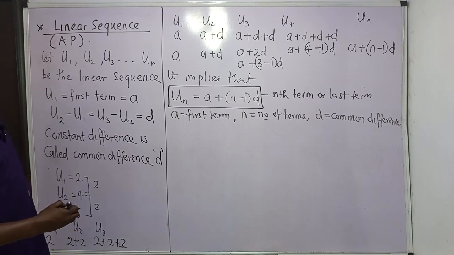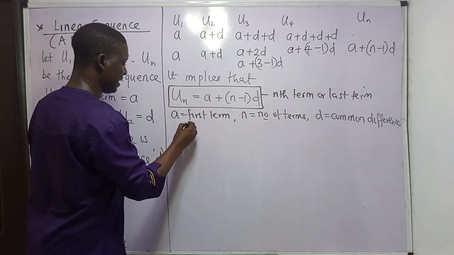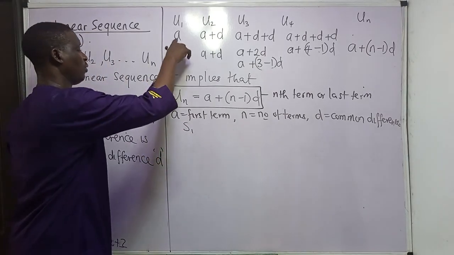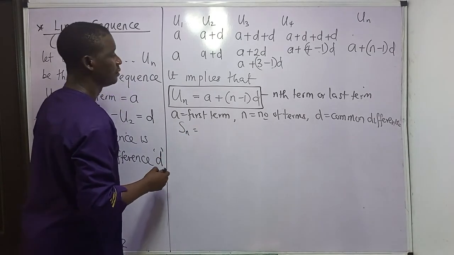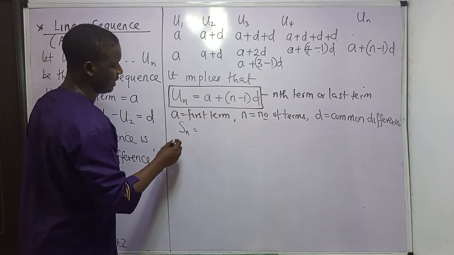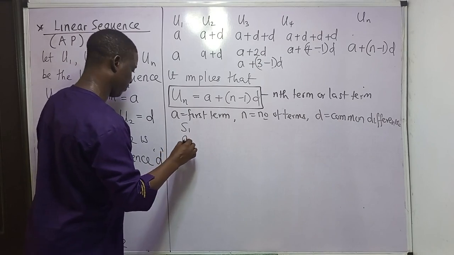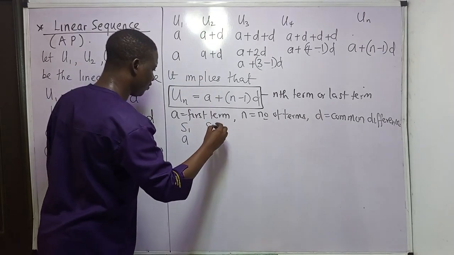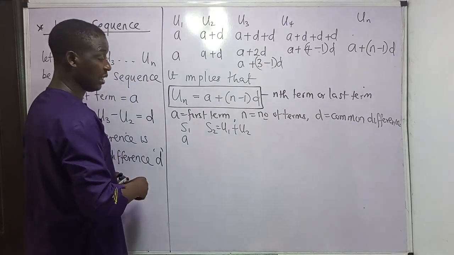The second one is that if you have, let's say, S1. Now how do you get S1? I want to find the sum of the n terms. Let's say if I have S1, S1 is A. S2 is A plus, that means U1 plus U2.